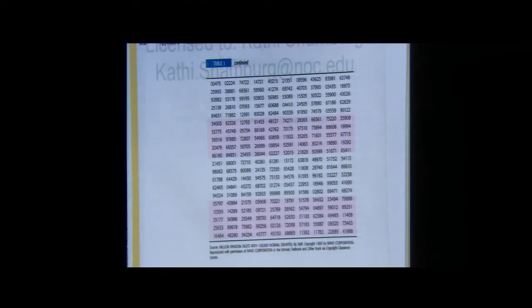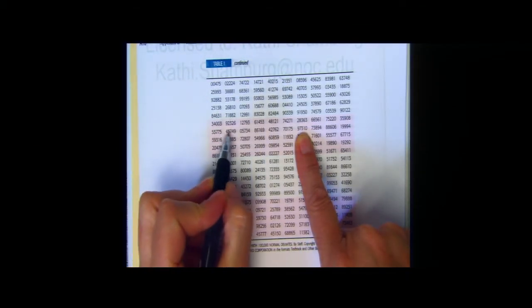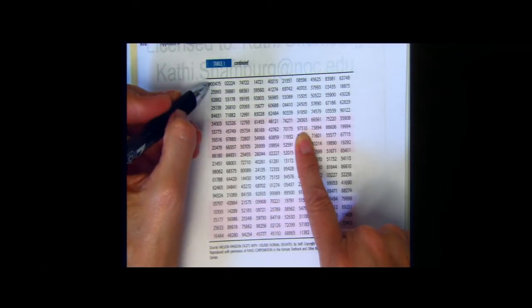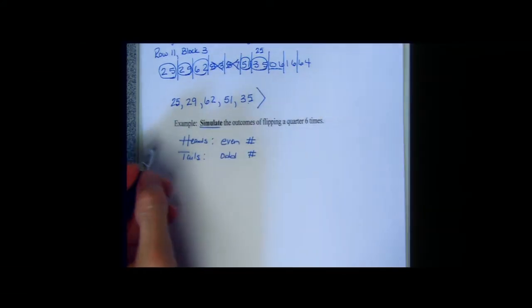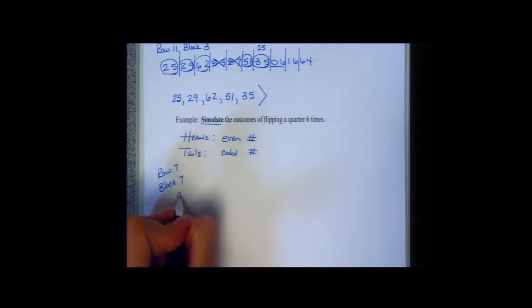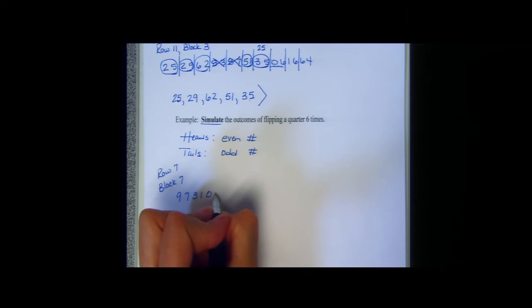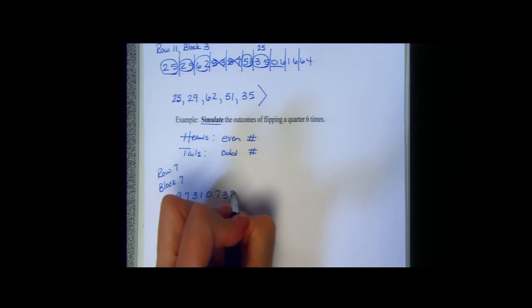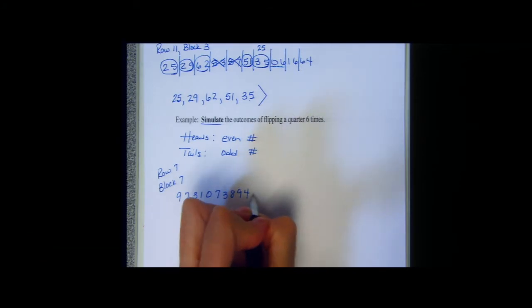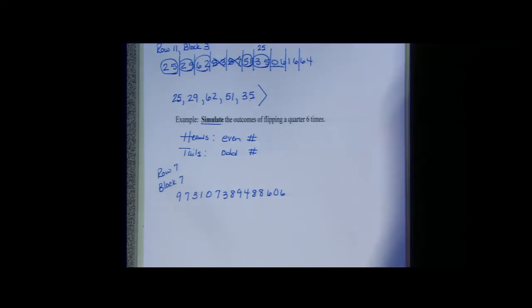Whoops, that's not a very good spot. Here. Okay, so I'm row 5, 6, 7, block 1, 2, 3, 4, 5, 6, 7. Okay, so I'm row 7, block 7. And that number was 97310. The next number is 73894, and I'll go one more, 88606. So I'll put this back up here.